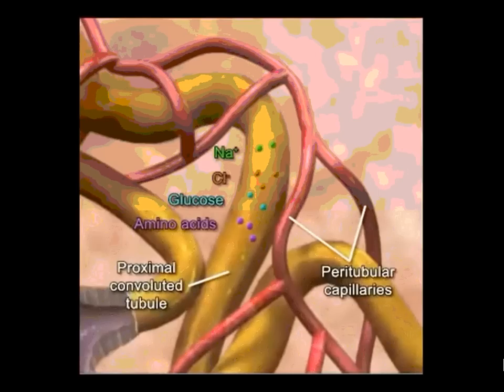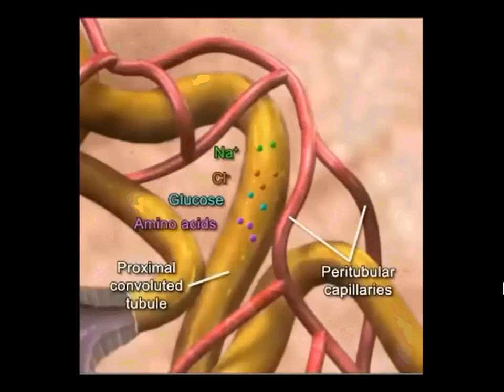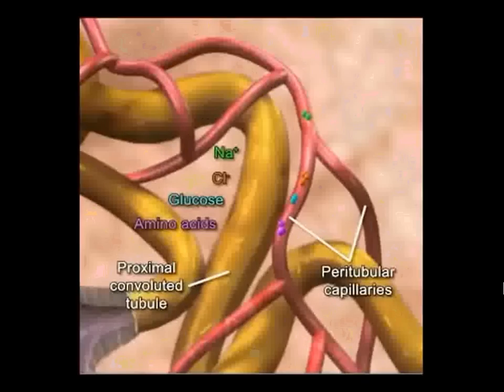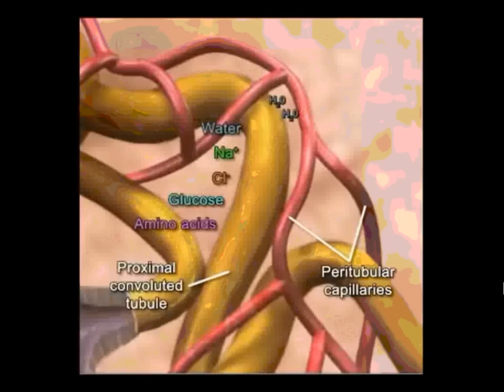There is a repeated pattern for reabsorption. First, positively charged ions, like sodium, are generally actively transported out of the tubule and into the blood. Then, negatively charged ions, like chloride, follow the large positive charge into the blood due to electrostatic attraction. Then, water follows by osmosis.